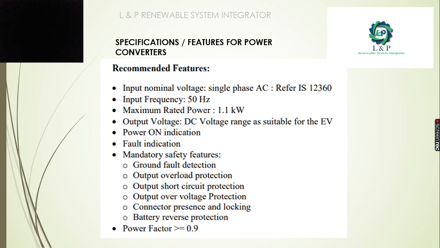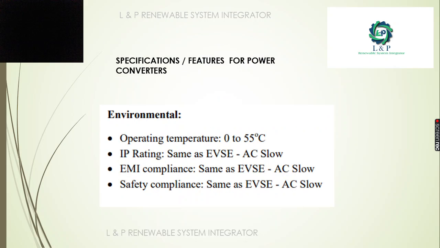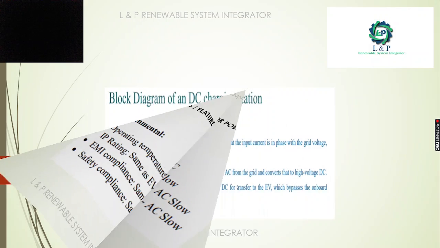So what are the recommended features or specifications for a power converter? First and foremost, it should comply with IS 12360 standards, the input frequency can be 50 hertz, and the maximum rated power should be 1.1 kilowatt. It should have a power on indication and a fault indication, and most importantly all the safety features like overload current, short circuit protection, fault detection, over voltage protection, and battery reverse protection should be there in the converter. Apart from that, environmentally, it should withstand 0 to 55 degrees, and the IP rating is the same as that of electrical supply equipments.